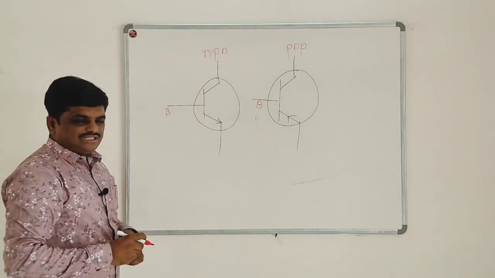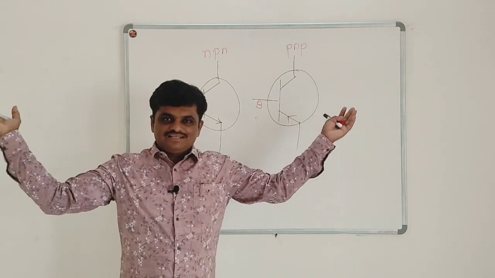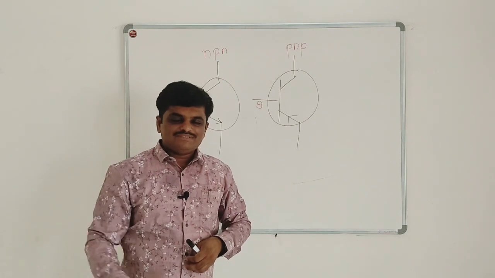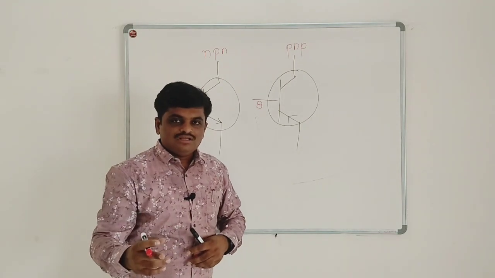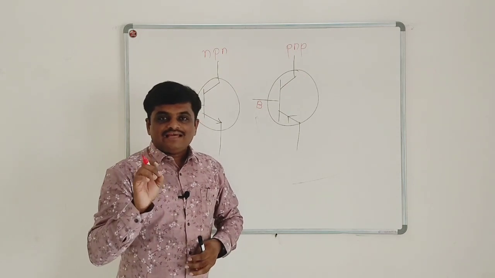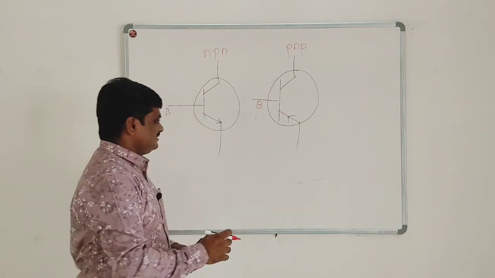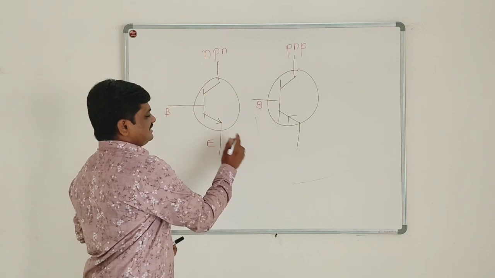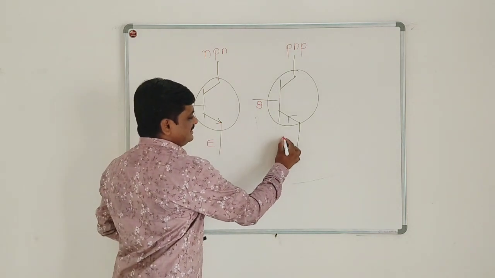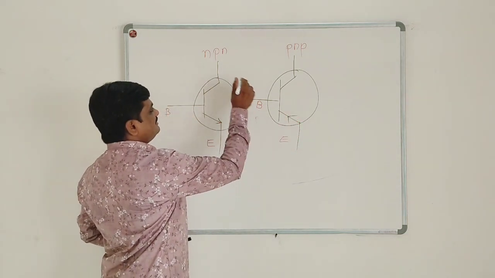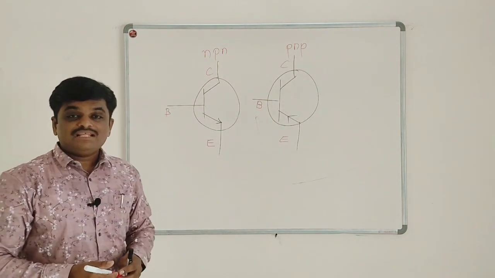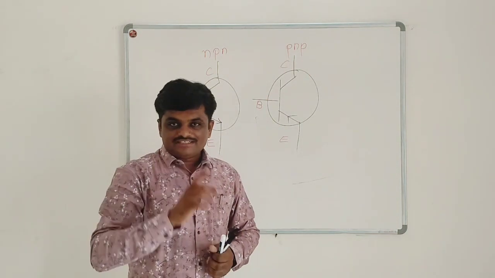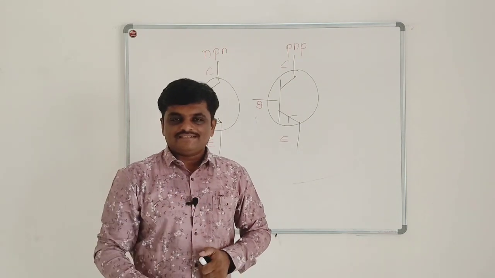Out of the remaining two terminals, first is emitter and second one is collector. But how to identify them in the symbol? The terminal with arrow is the emitter terminal. So this is the emitter terminal which has the arrow. Again here the terminal which has the arrow is the emitter, and the remaining terminal is the collector.